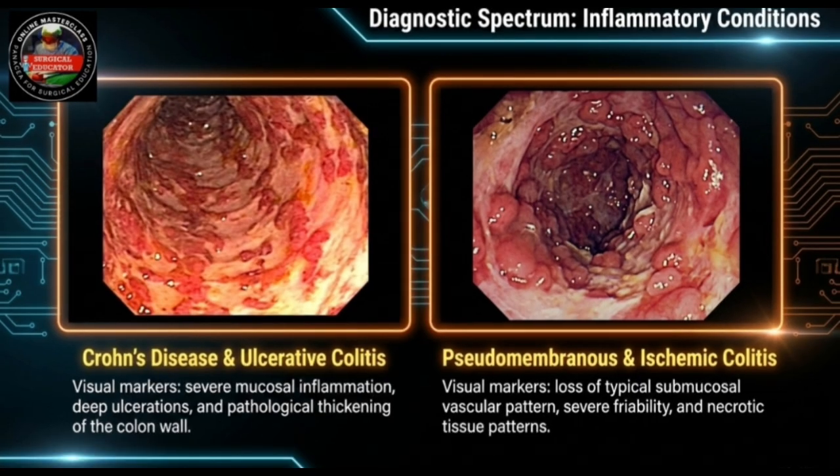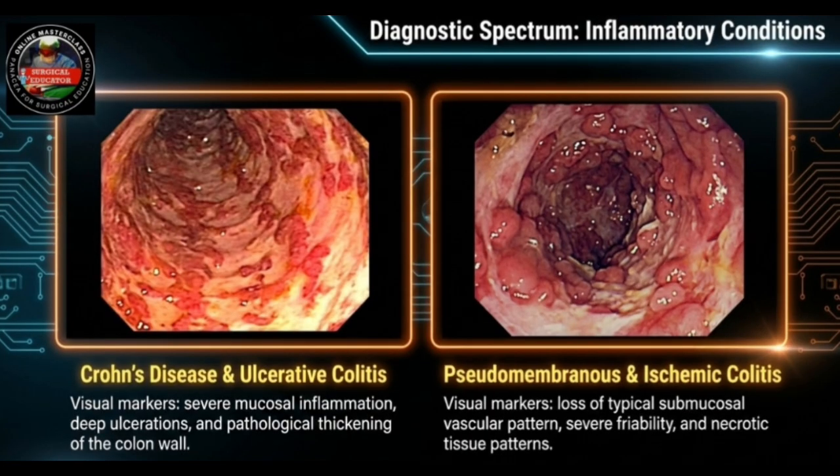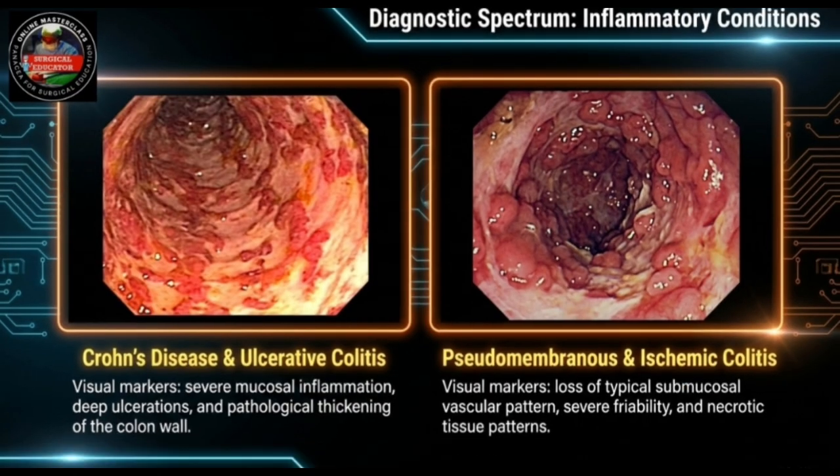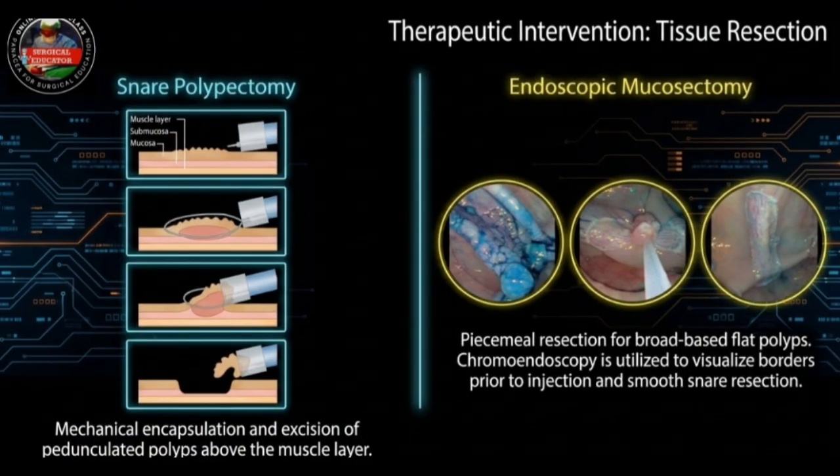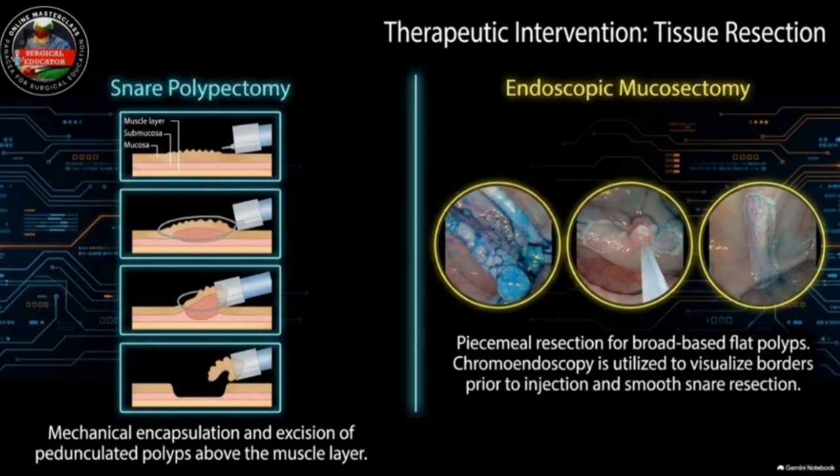But finding the pathology is only half the battle. Now we step into the role of the operator. The therapeutic side. Right. Slide 10 covers therapeutic intervention, tissue resection. The slide contrasts snare polypectomy with endoscopic mucosectomy.